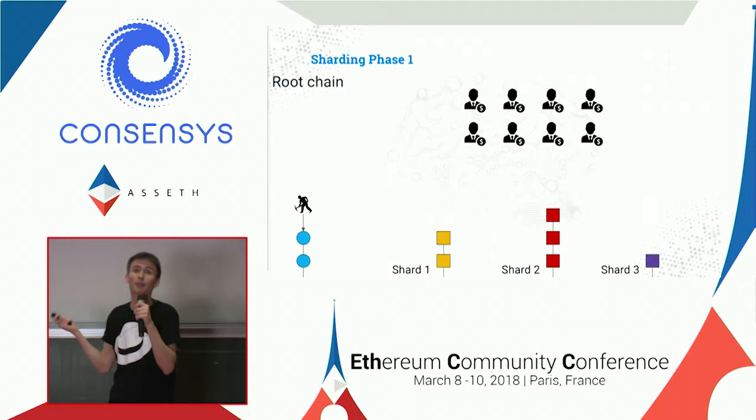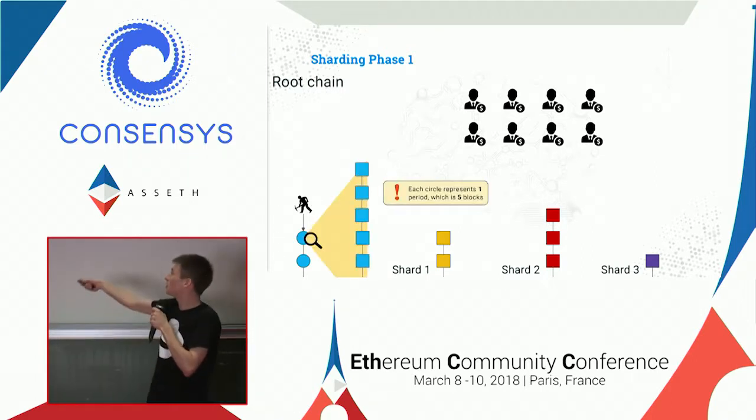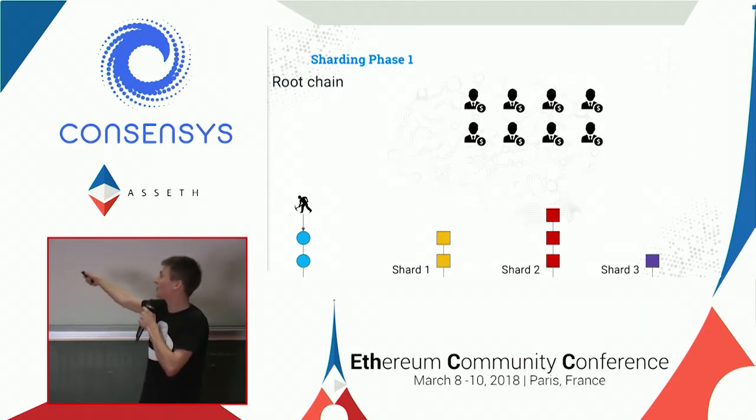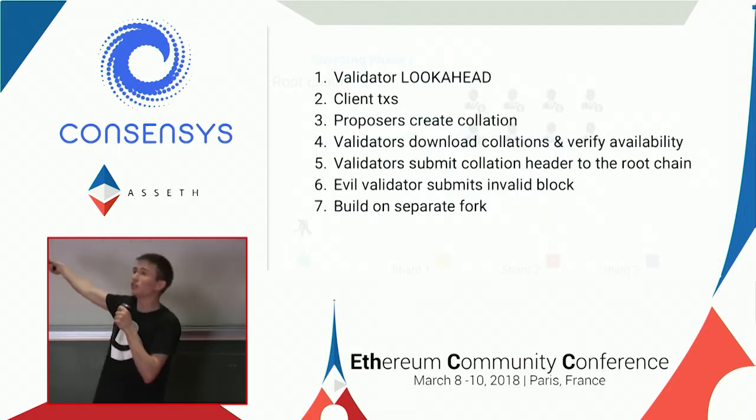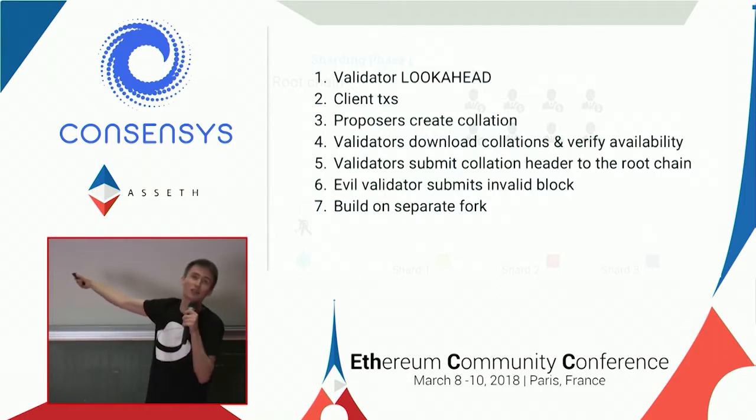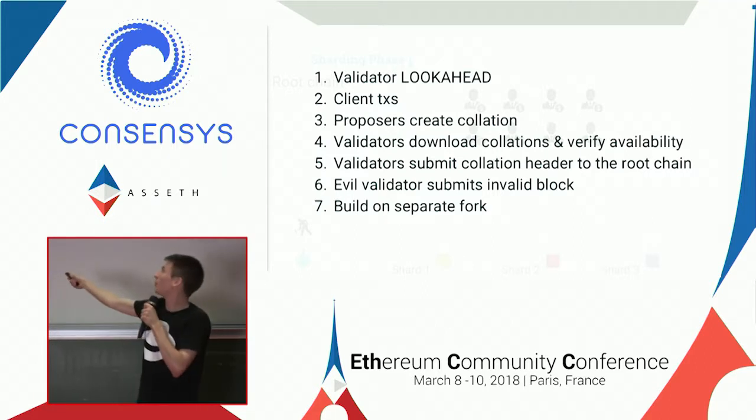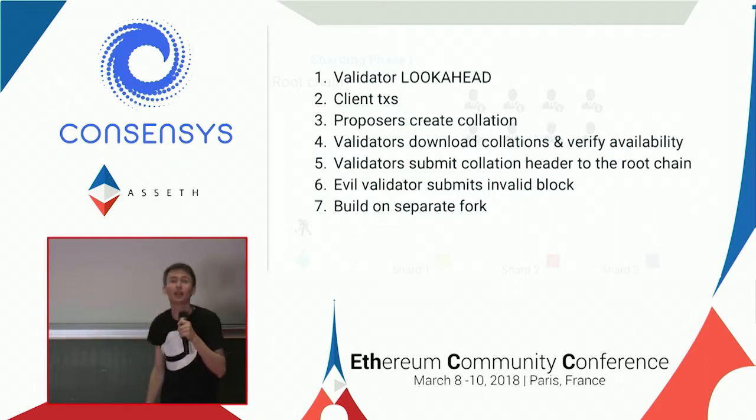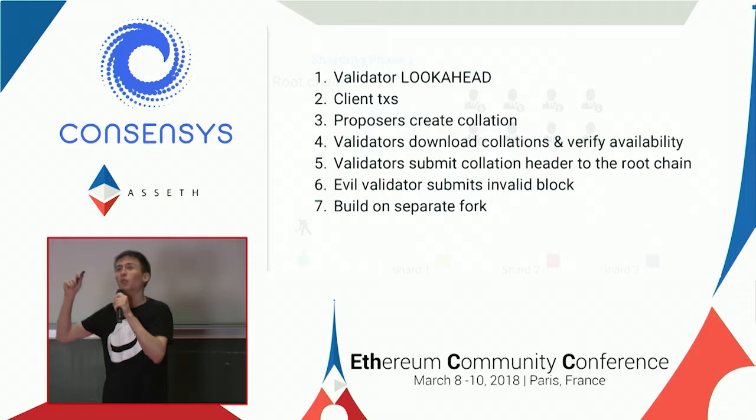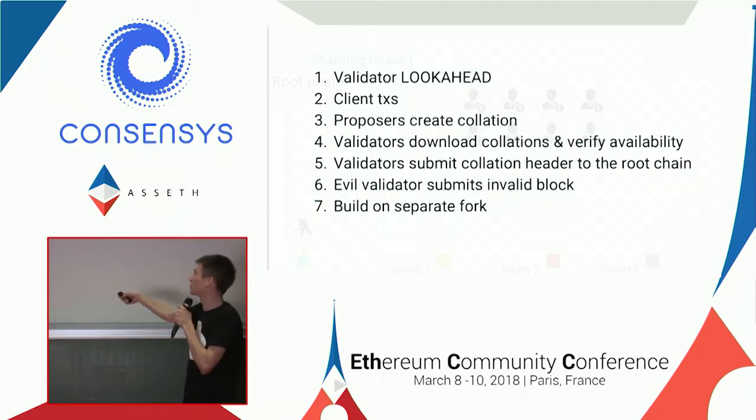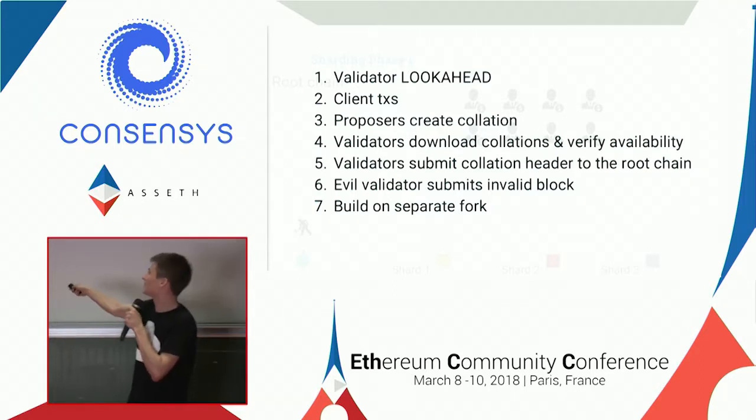So here's a little example of what this really means. Each period, these circles are periods. The squares are blocks. Each period is 5 blocks. We're going to first look ahead, then clients are going to submit some transactions, then the block proposers are going to create a collation, then the validators are going to download and submit the collation, and then we'll have a little bit of an attack and we'll mitigate it. So this should be exciting. The last two are an attack and a mitigation.